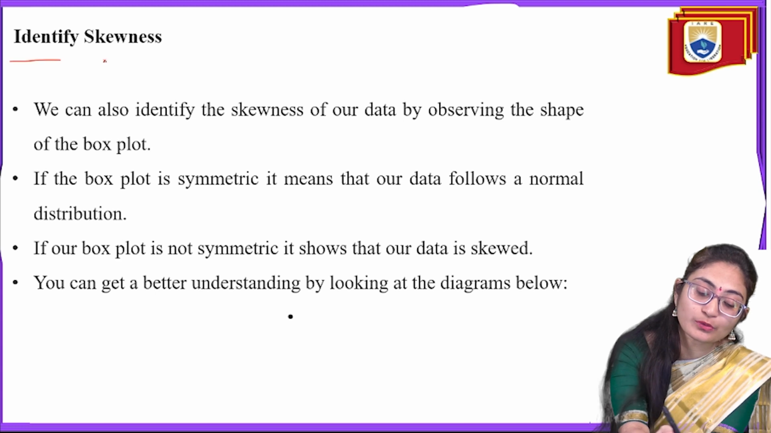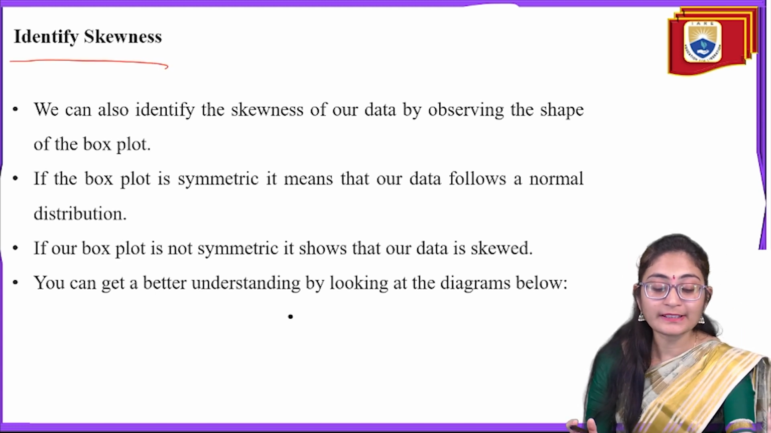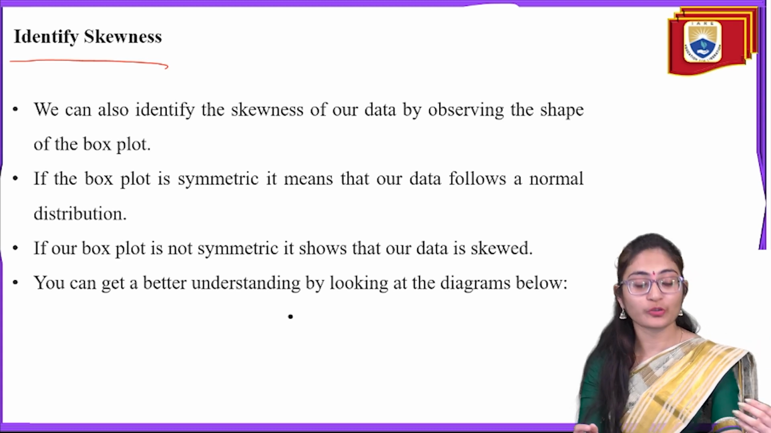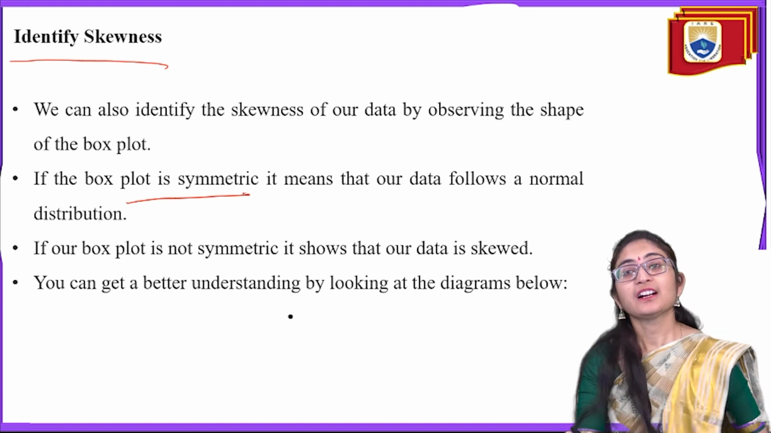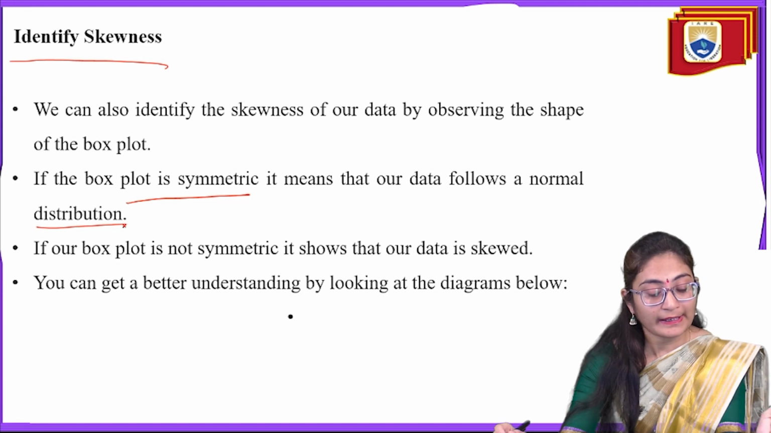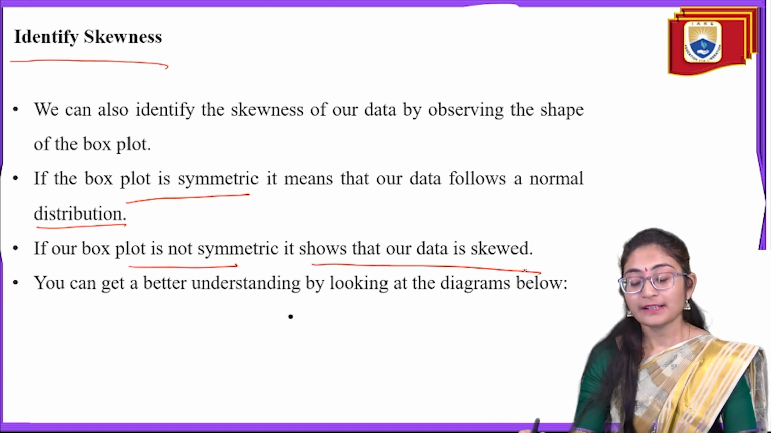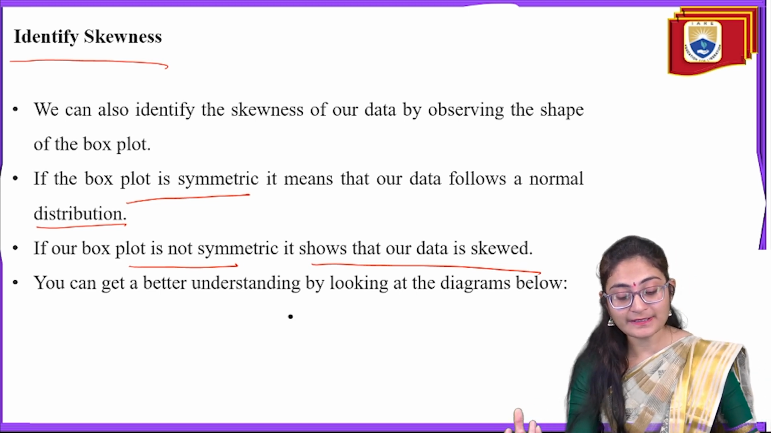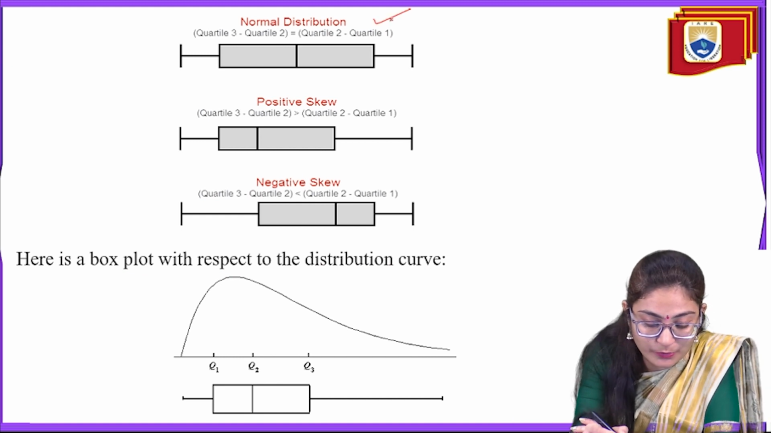So how do we identify the skewness? We can also identify the skewness of our data by observing the shape of the box plot. If the box plot is symmetric, it means that our data follows a normal distribution. If our box plot is not symmetric, it shows that our data is skewed. You can get a better understanding by looking at the diagrams.